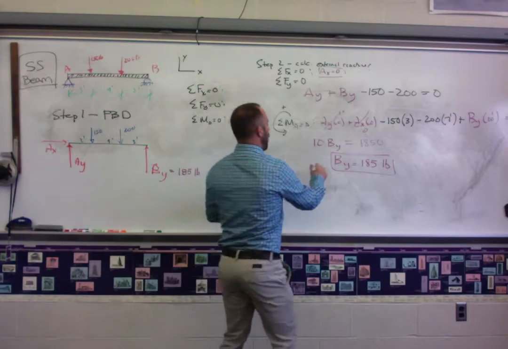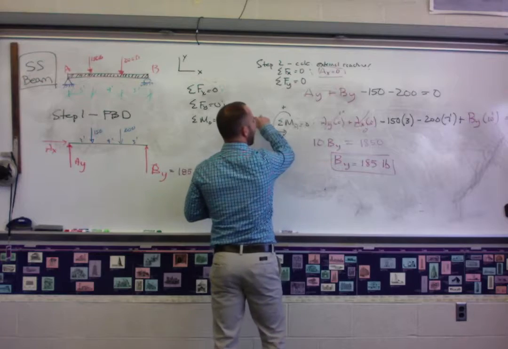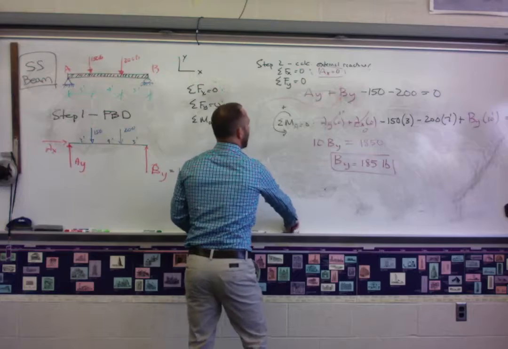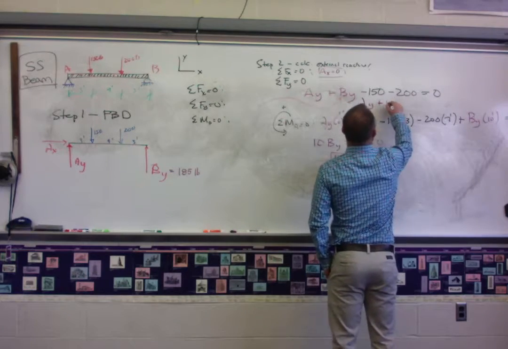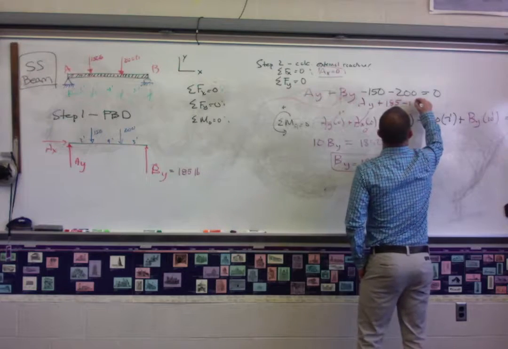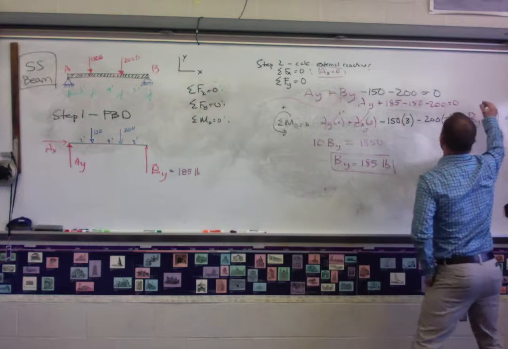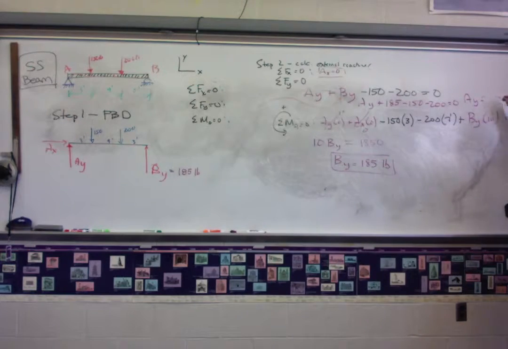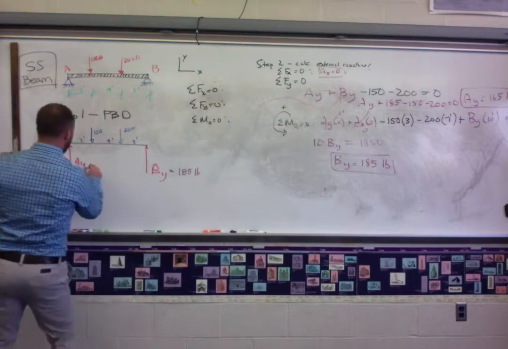Now take the BY and pull it back into this equation. And what do we get? AY plus 185 minus 150 minus 200 equal to 0, leaving us with AY is equal to 350 minus 185 pounds. So AY is 165.